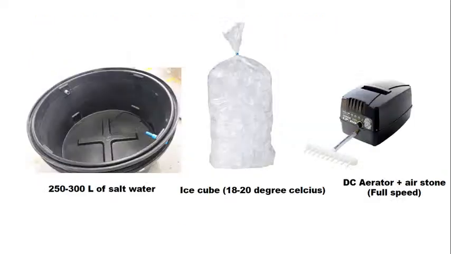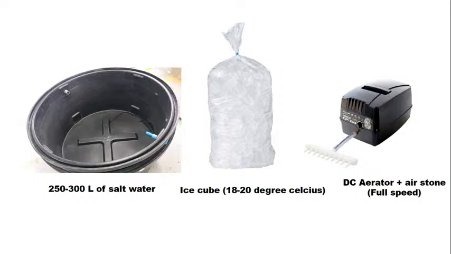This is an example of the method we use to transport 30 kilograms of shrimp to a fishing spot that is about 2 hours from our farm. For these 30 kilos of shrimp, we need about 250 to 300 liters of salt water inside this black tank. For our side, we use this small black tank. And we also need ice cubes to reduce the water temperature to 18 to 20 degrees Celsius.